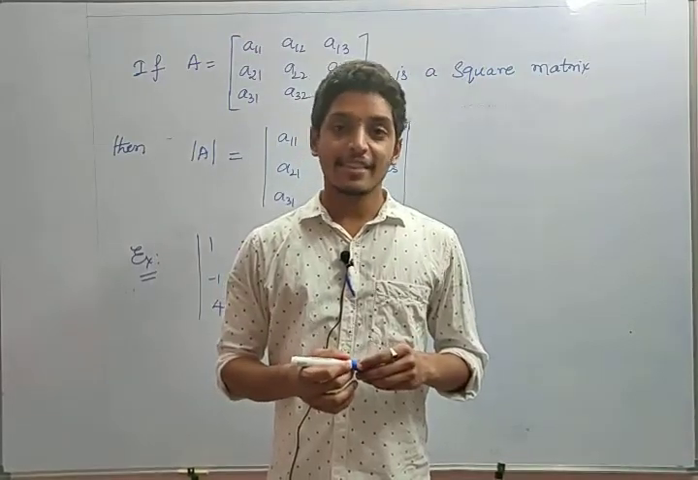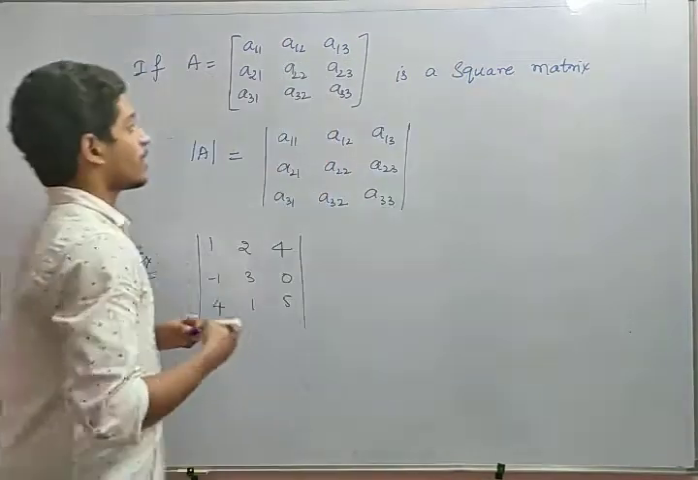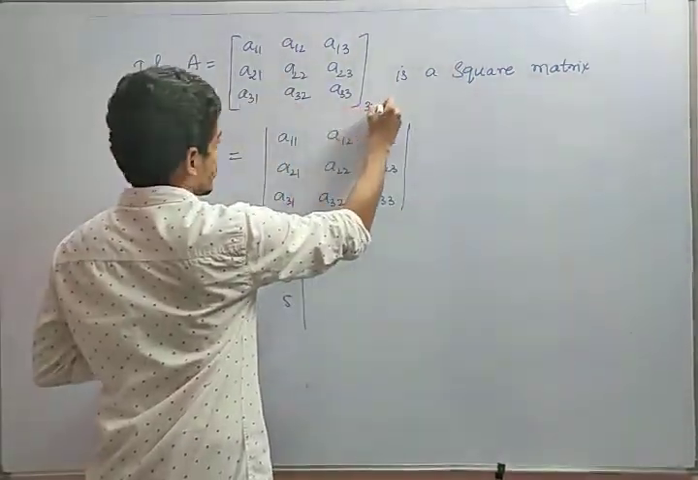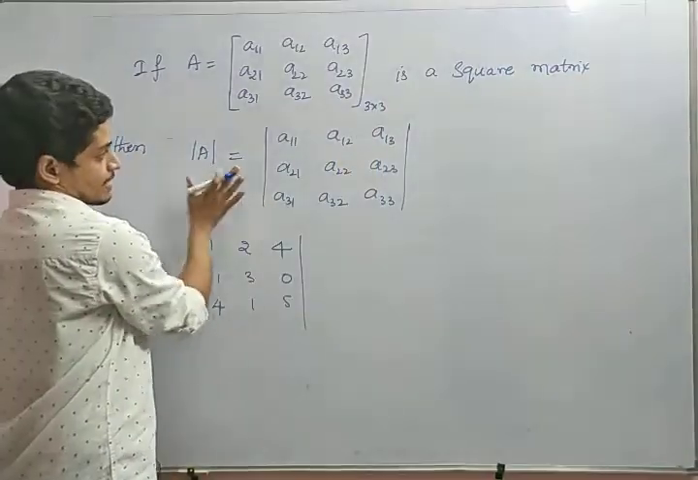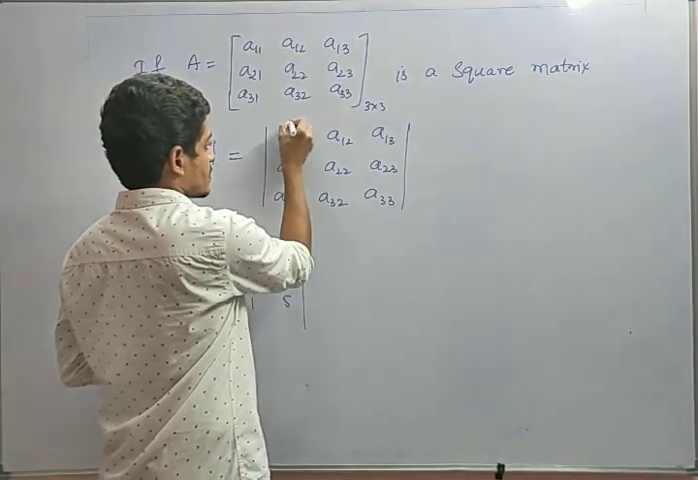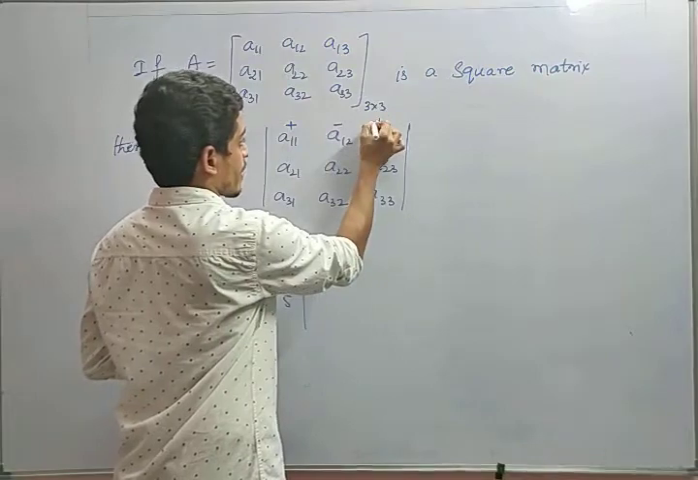Now let us see the determinant for a 3 by 3 order matrix. Let us suppose this is a 3 by 3 square matrix A. Then the determinant of A is, so let us represent this. See friends, represent this as plus, minus and plus. These are called cofactor signs.